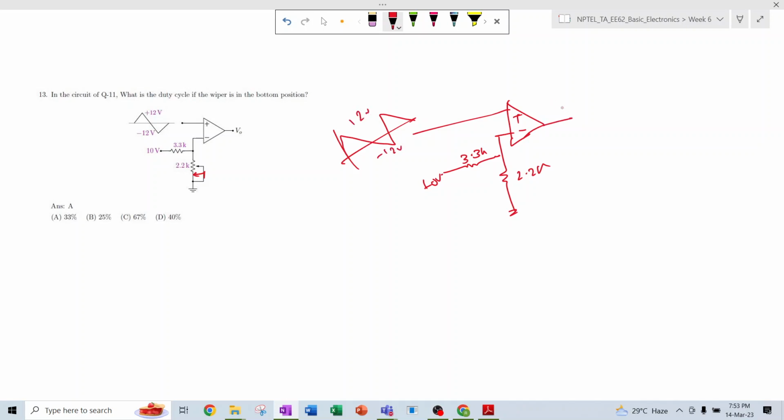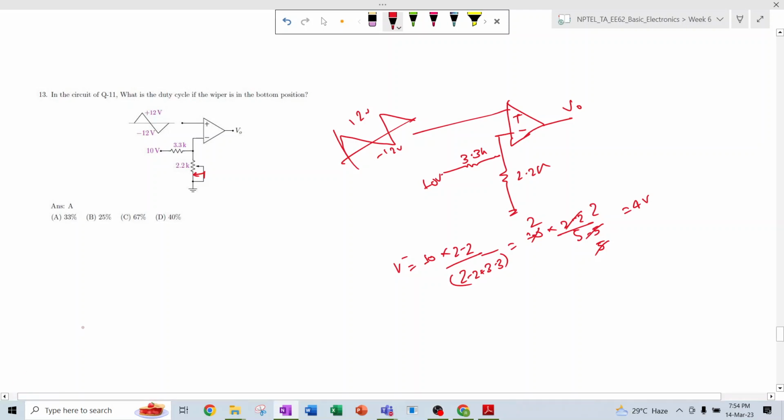Okay, so this is the VO. So now what is the V minus? V minus is nothing but 10 into 2.2 divided by 2.2 plus 3.2. Simple, the voltage divider rule, that is 10 into 2.2 divided by 5.5. So 2, this is 5, this cancels out, so this is 4 volt.